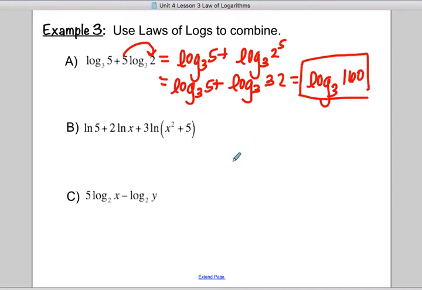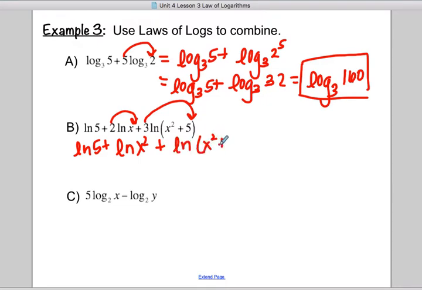The next one has ln's. Same idea. The way the exponents go back in front, they go back as exponents. If they were in front, they go back as exponents. This is a 1, so we're good. This is a 2, so it goes back. This is a 3, it goes back. So this one is ln of 5 plus ln of x squared plus ln of x squared plus 5 to the 3rd.